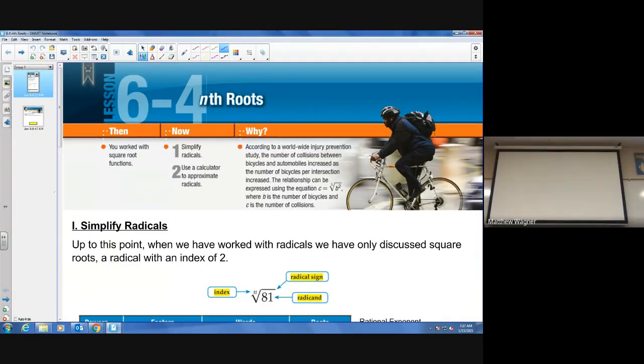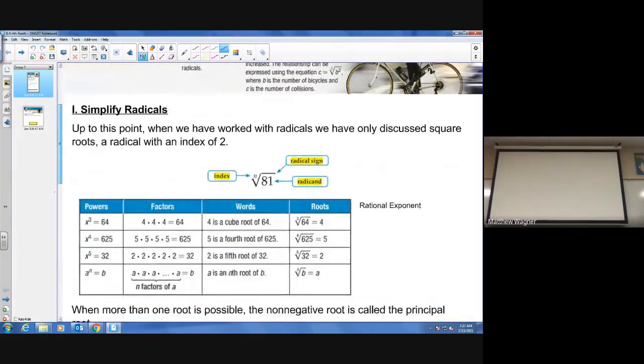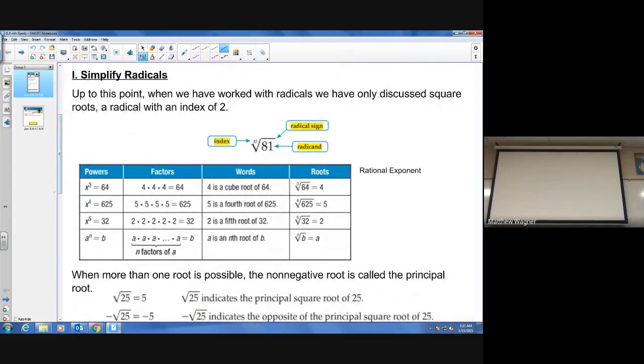Today, you guys, is an exciting day. We're going to look at 6-4, which is entitled nth roots. Most of the time up to this point, we've been dealing with square root functions. So it's just a radical sign. There's no index on the outside.